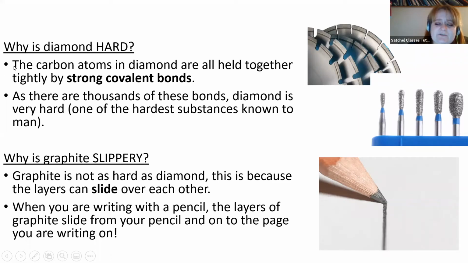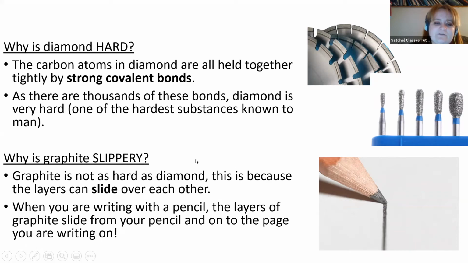That leads to quite interesting properties. Diamond is very hard. There are very strong covalent bonds. Remember, the bonds between atoms themselves are very strong, and there are thousands of these bonds, so diamond is very hard. Nothing's really going to break them, apart from another diamond. Diamond is the hardest substance on Earth. Only another diamond can scratch it, so to cut a diamond for jewellery, you need another diamond.